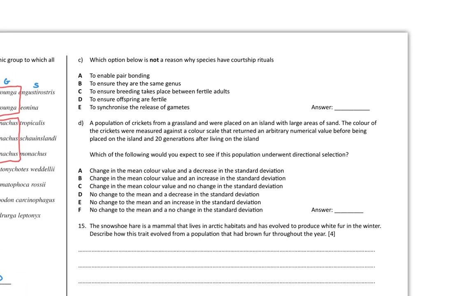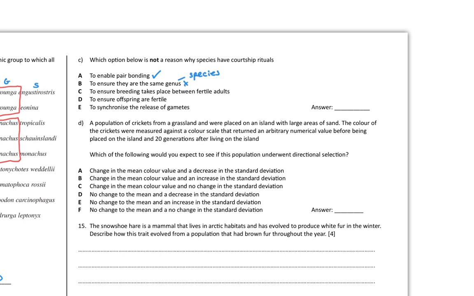Which option below is not a reason why species have courtship rituals? Yeah, not a reason. Again, you have to, well, pair bonding. No, they do it for pair bonding. To ensure they are the same genus. No, it's to make sure they are the same species.